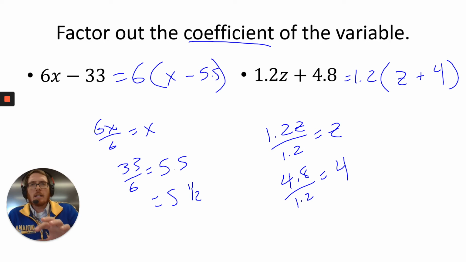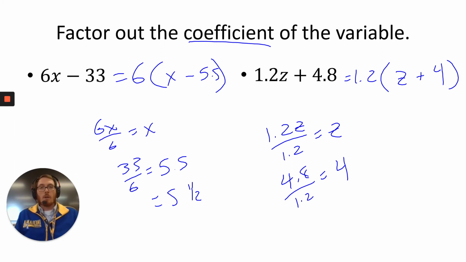Instead of finding the greatest common factor and factoring it out, other questions may ask you to find the coefficient and factor it out. Remember, the coefficient is just the number in front of the variable, so this would be a 6 in this case. So they're telling you what number to factor out. So in this case, I'm going to take a 6 out front, and that leaves me then with x minus 5.5, because 6x divided by 6 is just x, and then 33 divided by 6 is 5.5.